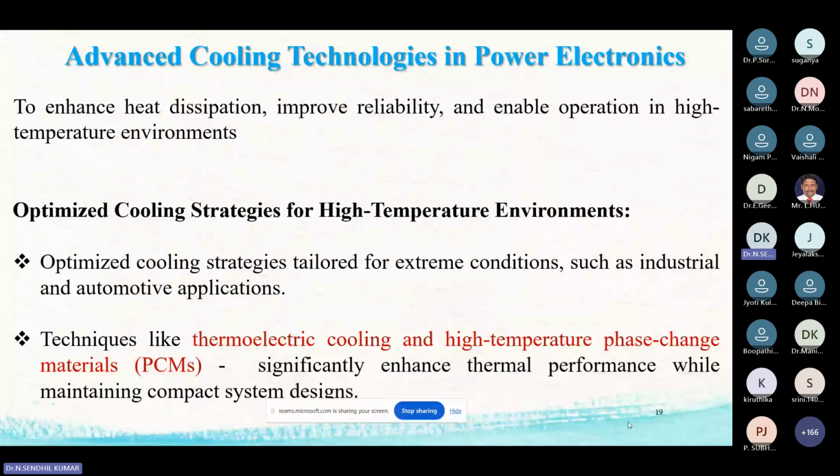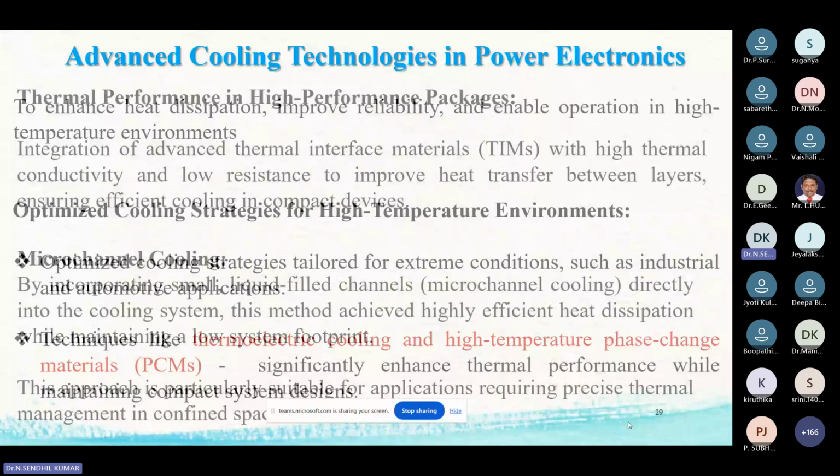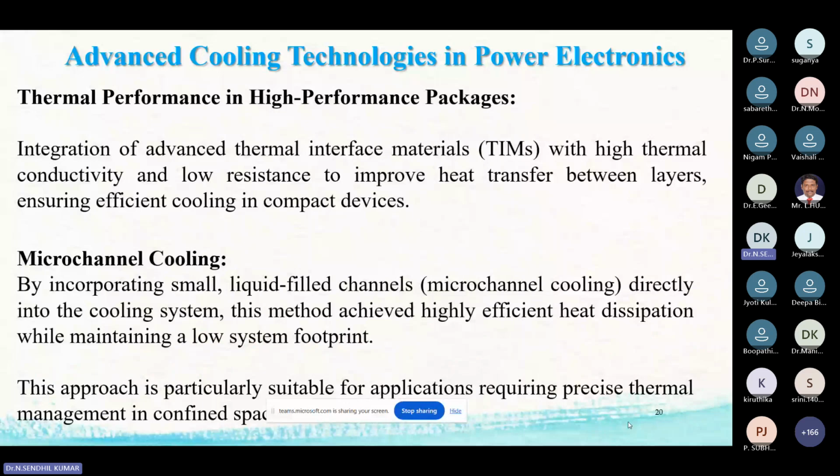That is another option for high temperature environments. These are some of the optimized cooling strategies for thermal performance in high performance packages. Whatever we discussed, thermal interface materials, we have to use them with high thermal conductivity. High thermal conductivity means low resistance between the layers. We have to take these things into account while transferring the heat. So that is thermal interface materials with high thermal conductivity.